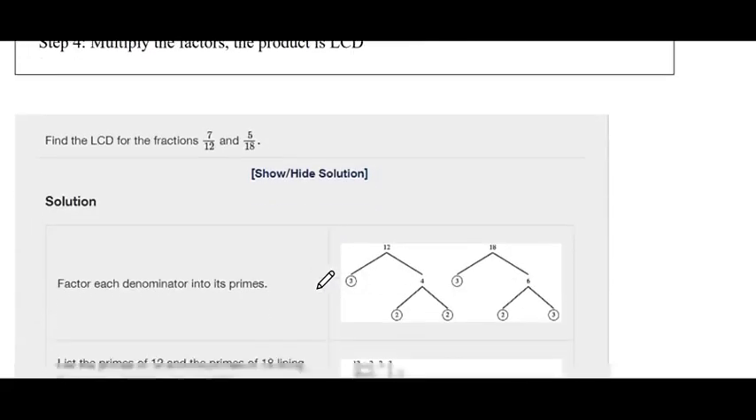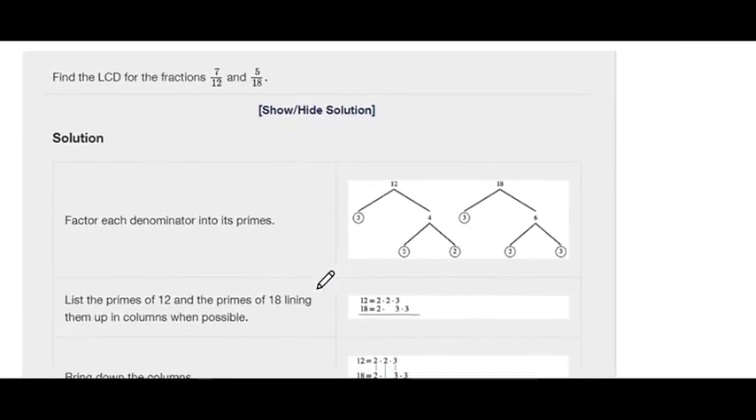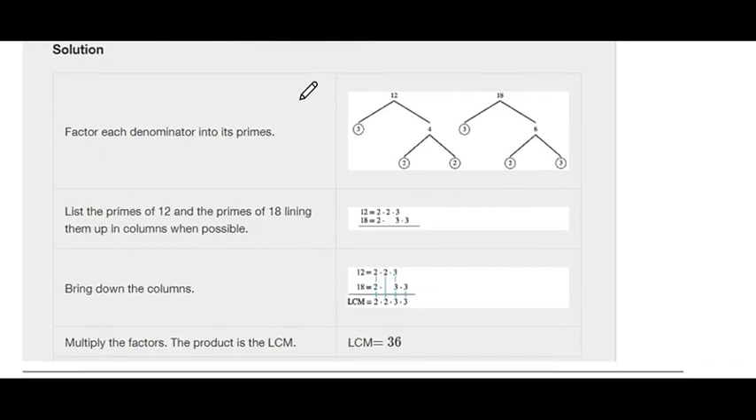All right. So here's our example of how to find the least common denominator. Here we have the two fractions, 7/12 and 5/18. We're looking for the new denominator that would be the least common denominator for 12 and 18, meaning that it's going to be a number that is greater than or equal to 18, and 12 is going to be a part of it, or 18 is going to be a part of it. Okay, so we start with factoring each denominator into primes.